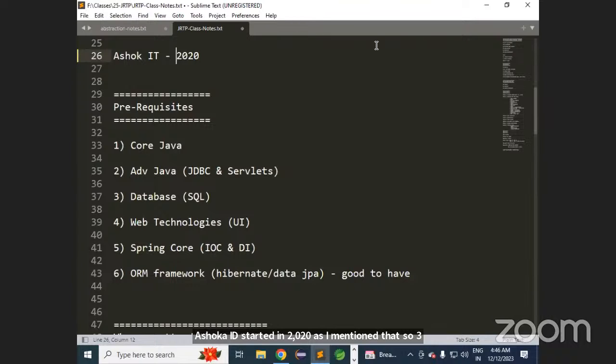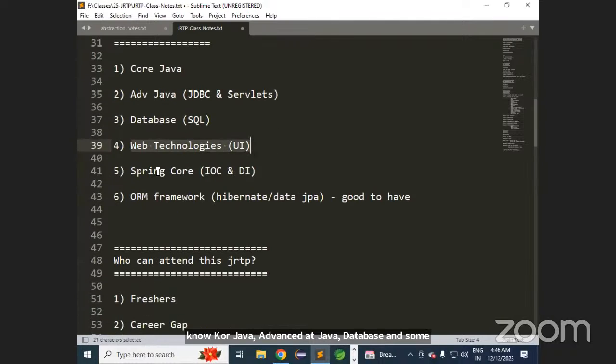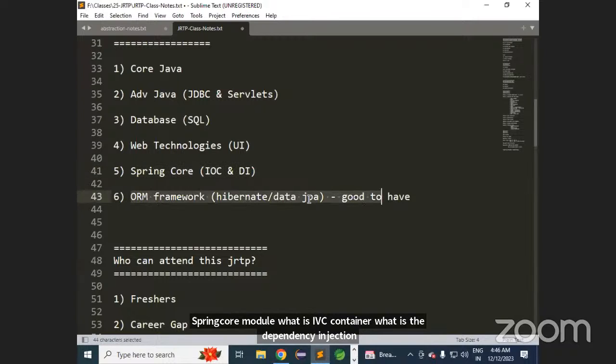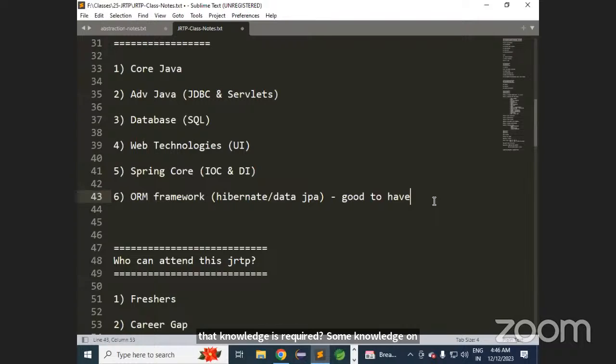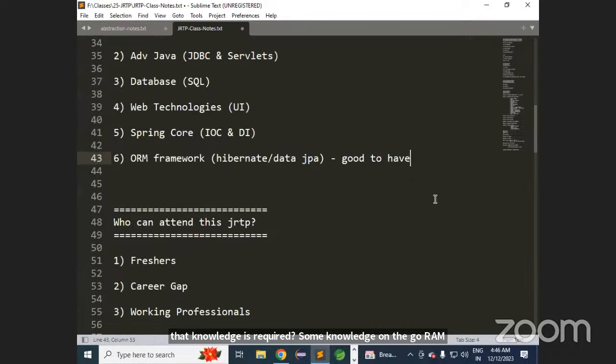Coming to the course prerequisites, you should know core Java, advanced Java, database, and some knowledge on web technologies. And the main important thing, Spring Core module. What is IOC container? What is dependency injection? That knowledge is required. Some knowledge on the ORM frameworks. So how to store the data in the table by using our entities, how to retrieve the data by using entities. That entity mapping knowledge is required.